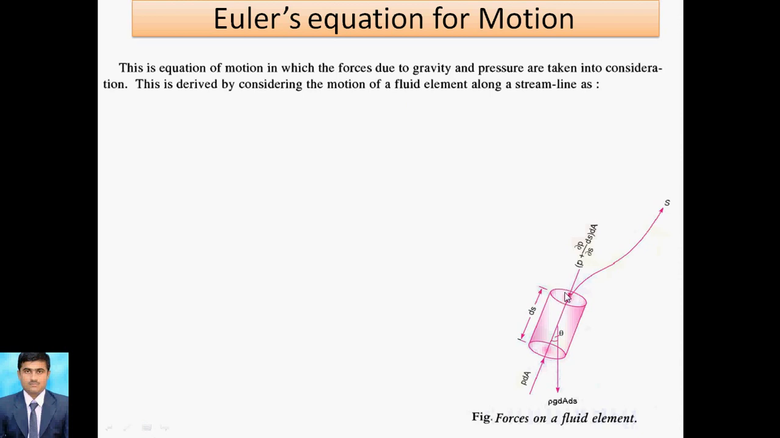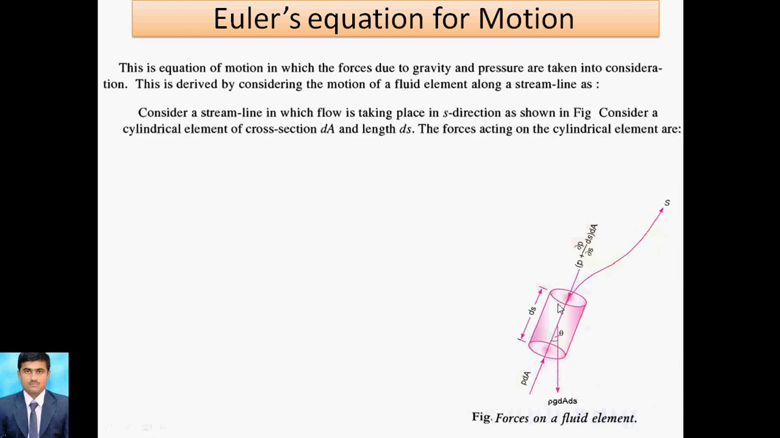We consider a cylindrical element which has directional flow, in streamline format. Here dA, the small dA, is the cross-sectional area, and the length is ds. So this is the area dA, and the length is ds. Here the forces are acting on the cylindrical element.